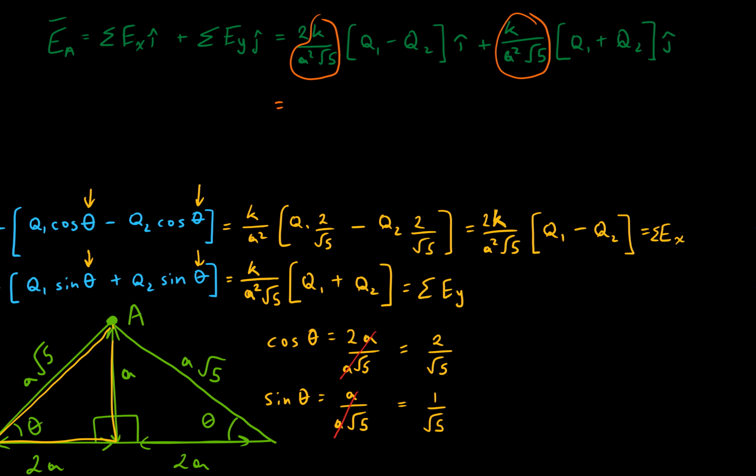And we can write this vector as k over a squared times the square root of 5 multiplied by 2 times q1 minus q2 i hat plus q1 plus q2 j hat. And that's how we can express this aptly.